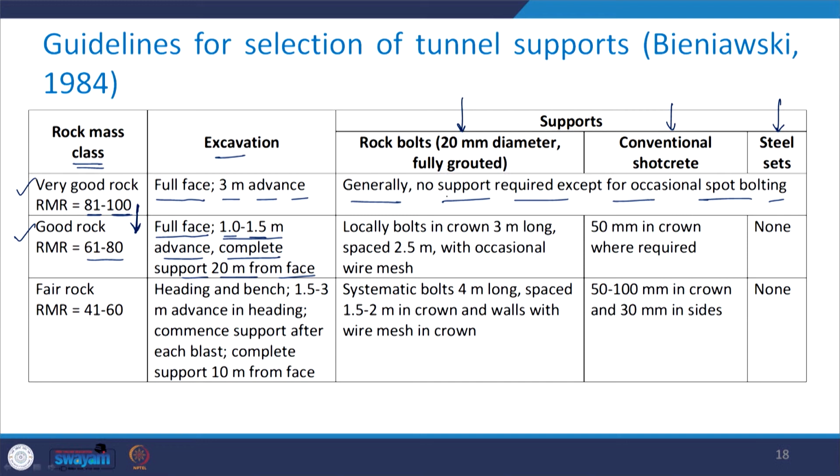In this case, rock bolts which are 20 millimeter diameter and fully grouted, locally in the crown portion of the tunnel, which are 3 meter long, should be provided. These are spaced at 2.5 meter with occasional wire mesh. Then in case you want to go for conventional shotcreting, 50 millimeter should be the thickness of the shotcrete in the crown portion wherever it is required, and you don't need to go for the steel sets.